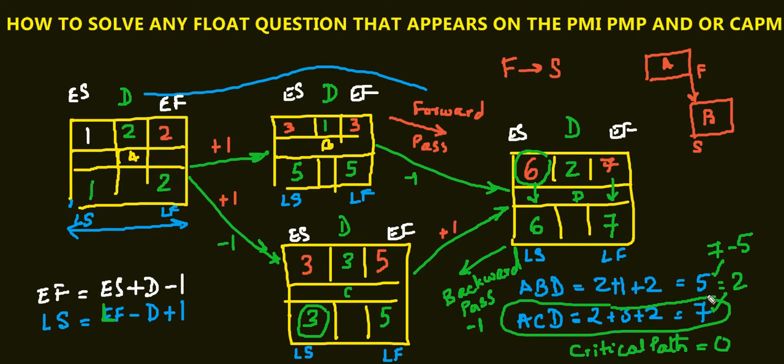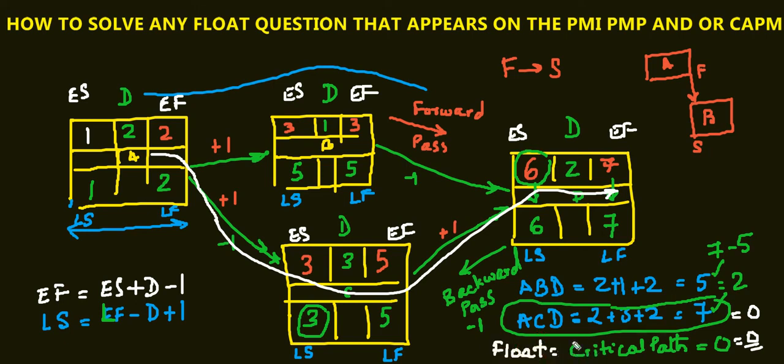Now, how do you check if your answers are correct or wrong? Anybody have a problem with this? Telling critical path float is 0? I'm going to prove it, how it is 0 and how it is 2 for ABD. What was step 1 that I told you? Show me the critical path. So John, this is the critical path. And in the critical path, John, you told float is 0.